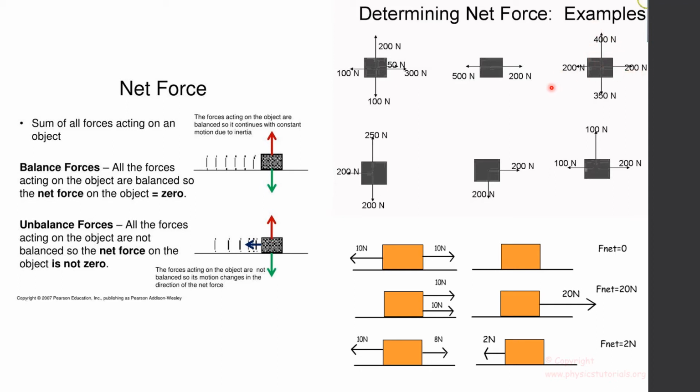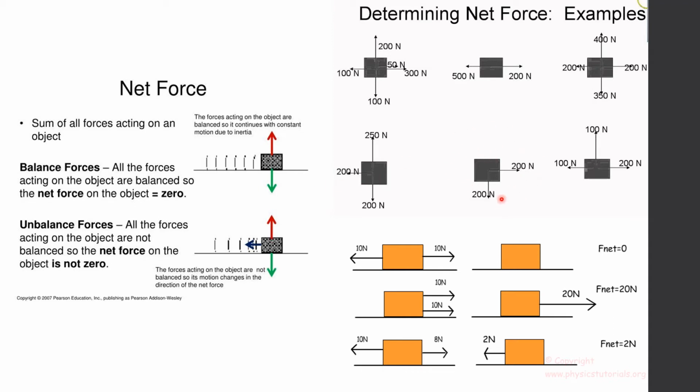Eh, horizontally, gagalaw ba siya? Hindi siya gagalaw dahil they're both 200. So, 200 minus 200 is 0. So, hindi siya gagalaw horizontally. This one, gagalaw siya vertically upward, 50 newtons. Gagalaw din siya ng leftward, 200 newtons.